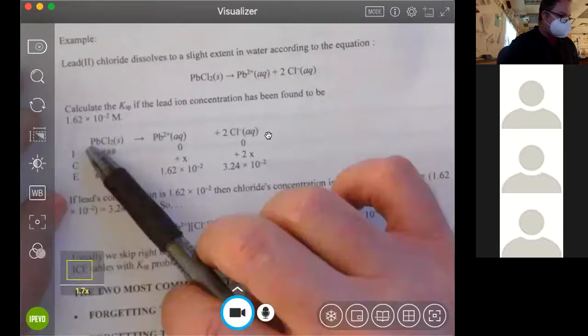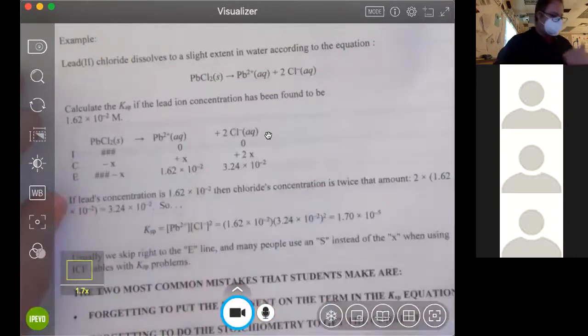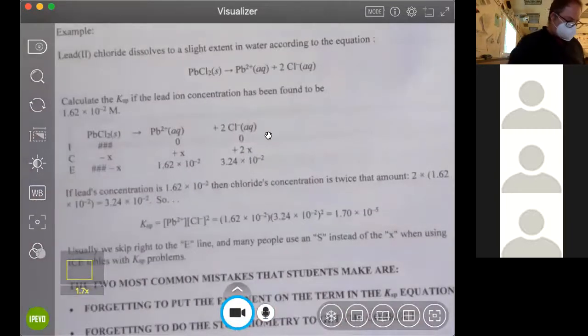Just keep in mind when you're looking at this, 1 mole of this makes so many moles of this, and so many moles of that. You've got to keep that straight in your head.